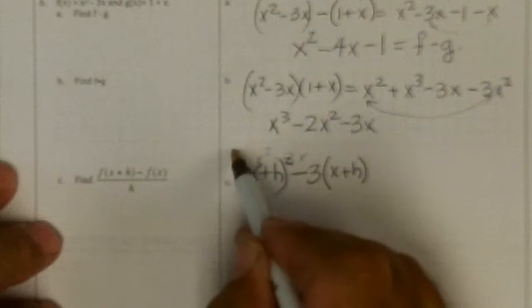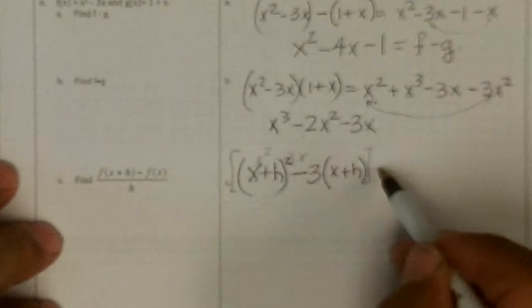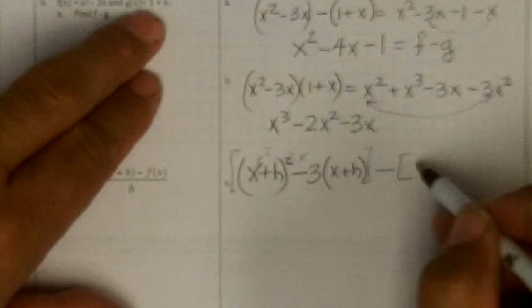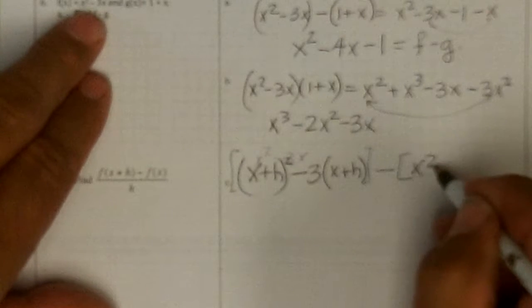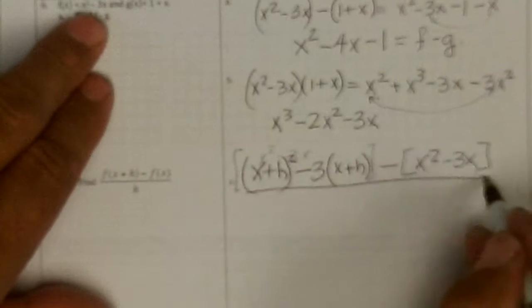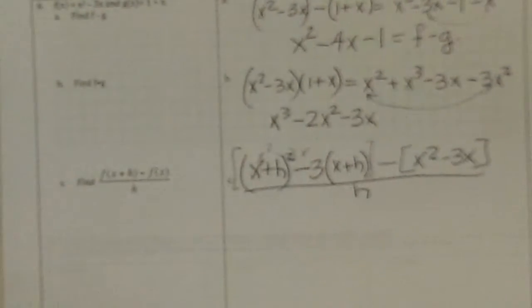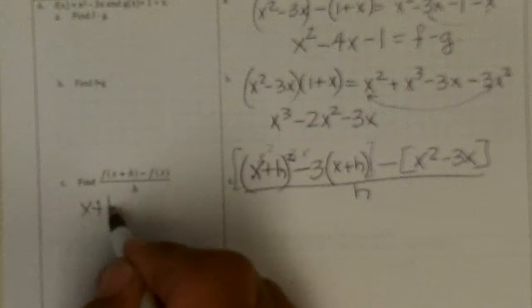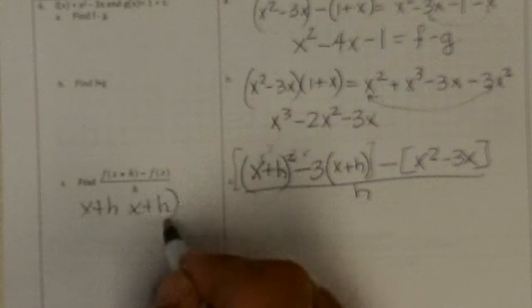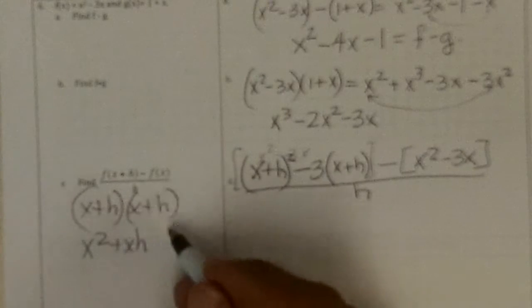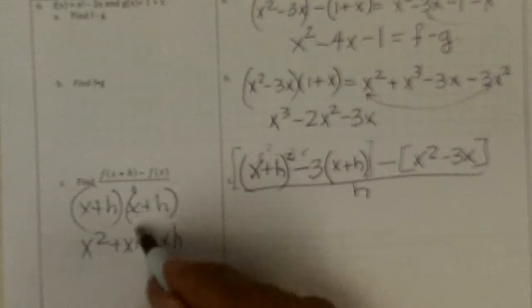That's f of x plus h minus f of x is the original one. F of x, x squared minus 3x over h. Now x plus h, quantity squared, is x squared plus xh plus xh plus h squared.